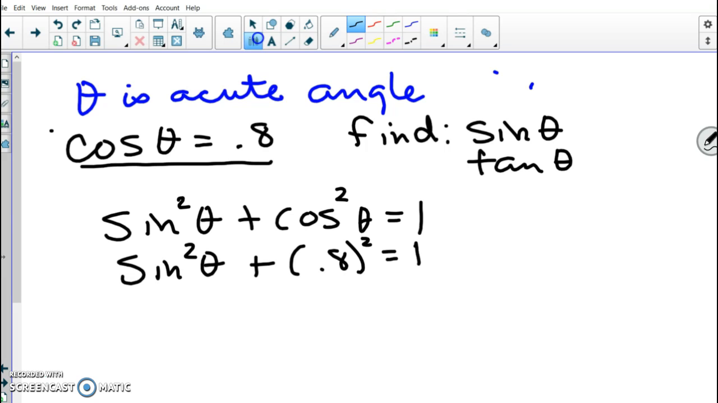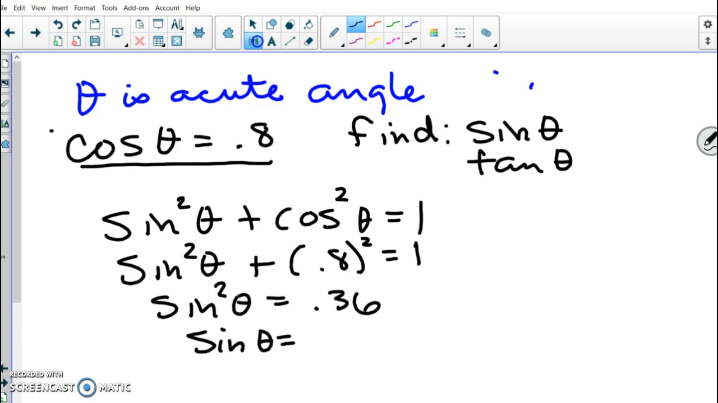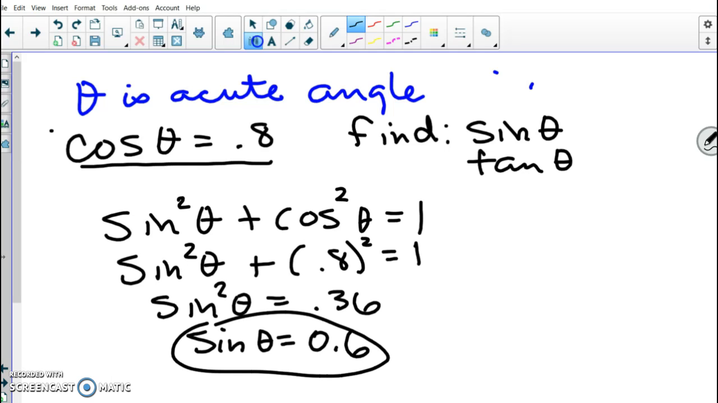Subtracting 8/10 squared from both sides, we end up with sine squared theta is equal to 1 minus 8/10 squared, which gives us 36/100. The sine of theta, we're going to take the square root of both sides. The sine of theta is equal to 0.6.